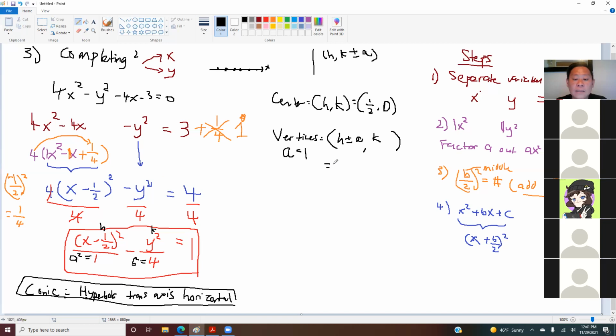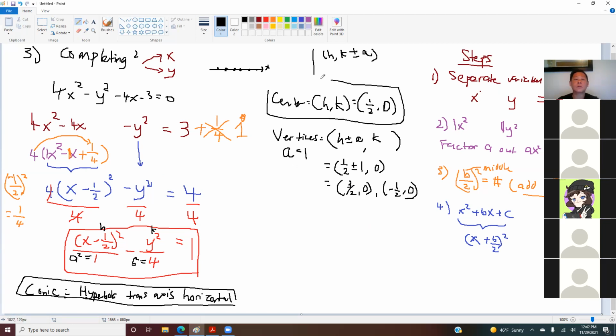So what is your answer in this case? h is 1/2, plus minus a is 1, k is 0. Okay. Now in your online homework, do not use this because they don't like this answer. So your answer will be (3/2, 0), because 1 plus 1/2 is 3/2, and (-1/2, 0), because 1/2 minus 1 is negative 1/2. So this is your center. This is very important. And this is your vertices.